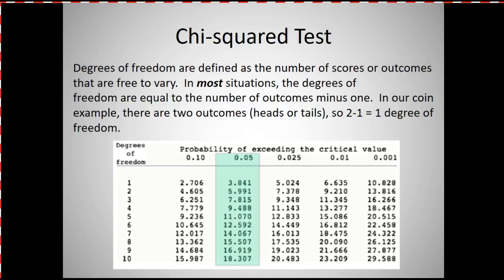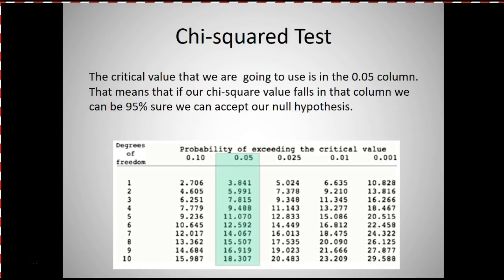If you are doing, let's say, a Punnett square cross between two heterozygous individuals, and let's say tall is dominant over short, you know you're going to get 3 possible outcomes. So 3 minus 1, in that instance you would use 2 degrees of freedom. Whatever you're doing, you look at the number of outcomes and subtract 1 from it, and that gives you the degrees of freedom.